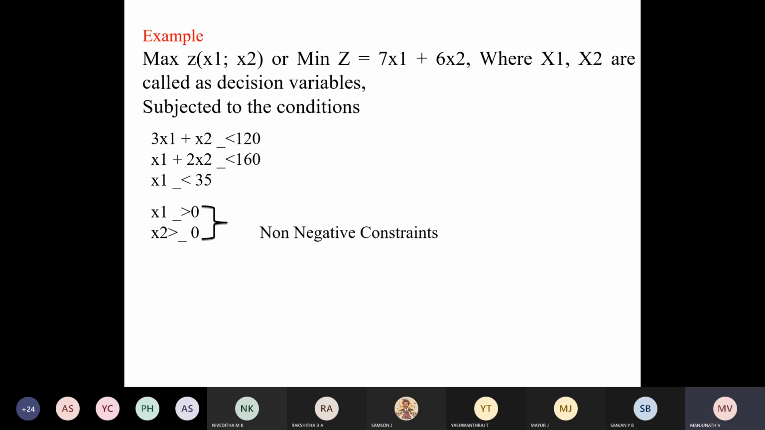If x1 is equal to 35, then automatically x2 becomes 0, and you don't have any right to assume x1 as 0. Technically that becomes wrong, because there is no possibility of x1 becoming equal to 0. It is a single variable case. Okay, understood, Samson? Yes sir.